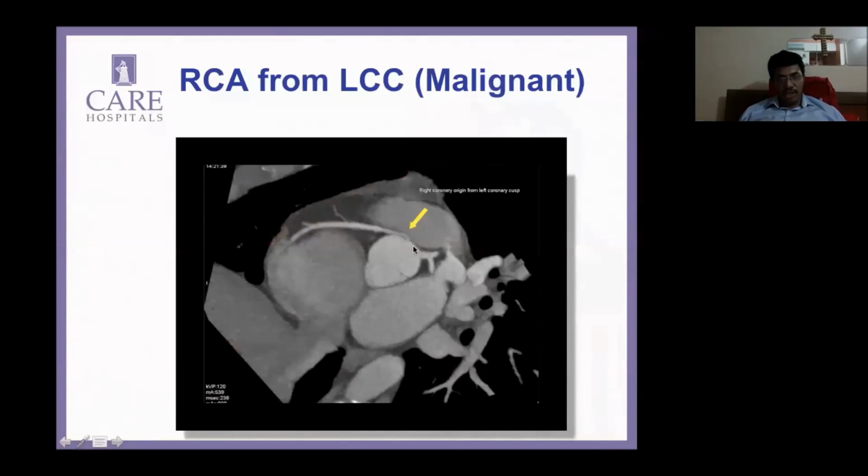A right coronary coming from the left coronary cusp, acute angulation here, slit-like orifice, and snaking between both the great arteries with narrowing as well. And this would certainly, in my series, be the kind of patient who had a positive test. So this is the kind of classical, intra-arterial malignant course that you would see.